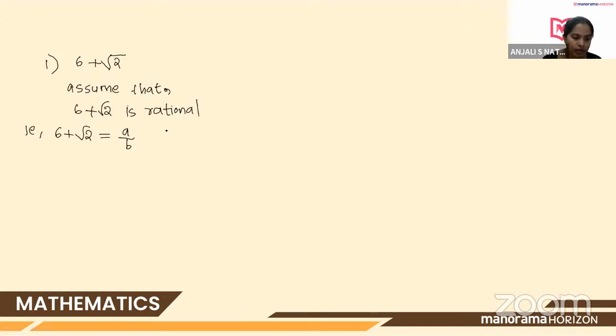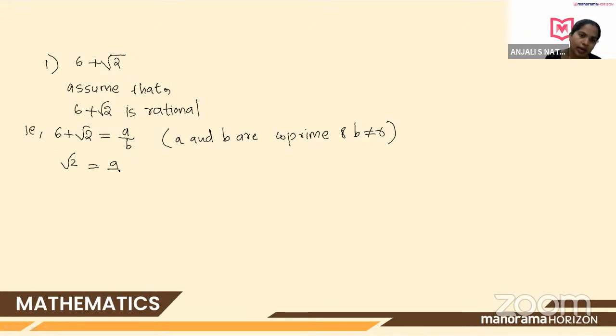Here a and b are co-prime and b is not equal to 0. So 6 plus root 2 is a by b, and root 2 is equal to a by b minus 6, which is equal to (a minus 6b) by b. So root 2 is equal to (a minus 6b) by b.